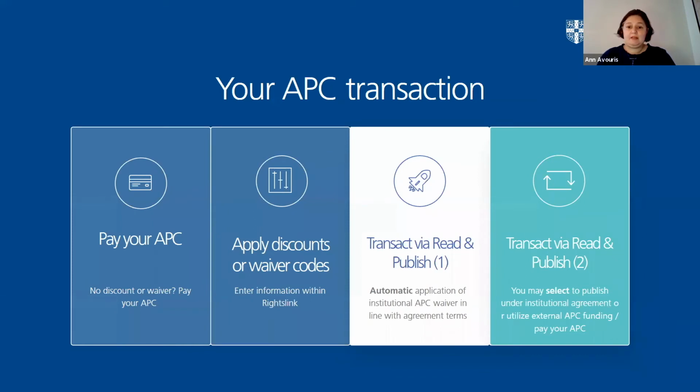If you are not covered by an RNP agreement, you will go ahead and pay your APC. You can also apply any discounts for which you may be eligible in the affiliation section. A guide is available to help you through this, again, in the links that we will circulate after the webinar. Next slide, please.